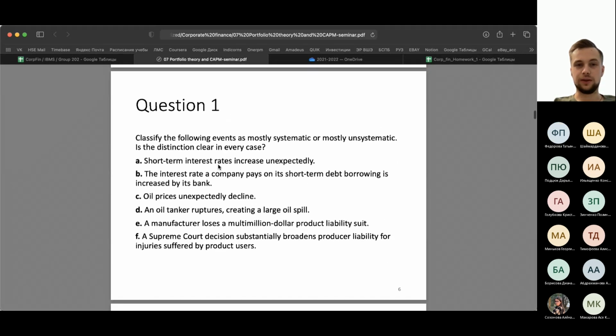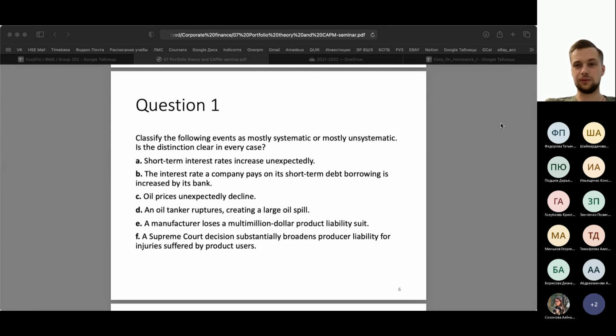Yep. Well, let's consider another question, again about systematic and unsystematic risks. I have 6 risks here. Let's think whether they are systematic or unsystematic. So whether they are affecting all the companies in the economy, or they are affecting just some companies or just one company. The first is about short-term interest rates. We have a risk that they can increase unexpectedly. Is it a systematic or unsystematic risk? What do you think?